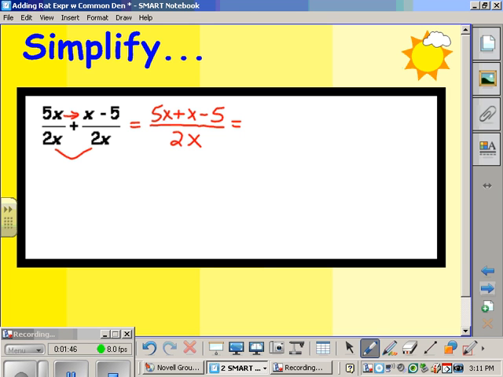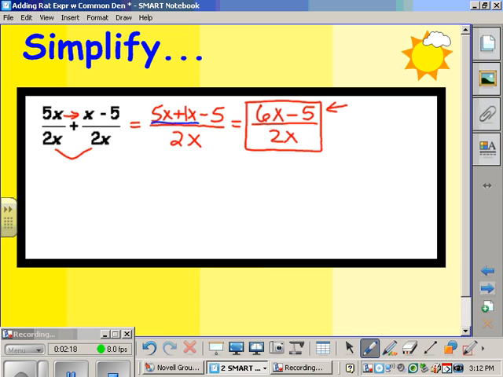Now we want to look in the numerator for any like terms. And notice that we have 5x and 1x. So we can go ahead and add those together, and that will give us 6x, and then we'll just bring over the minus 5. Now, if you look in the numerator, there's no further factoring that can be done to 6x minus 5, and because the denominator is a monomial and the numerator is a binomial, there's nothing more we can do to simplify this problem, so we would be done.